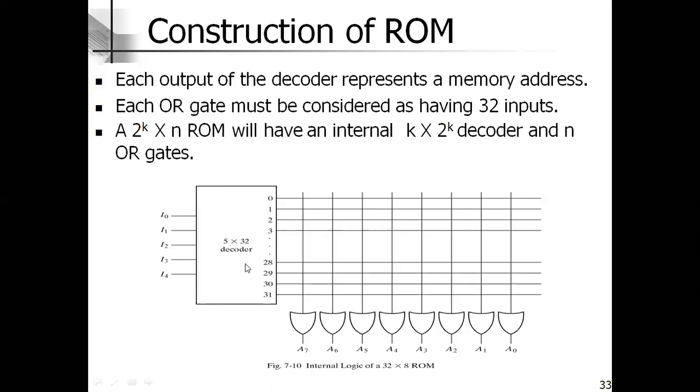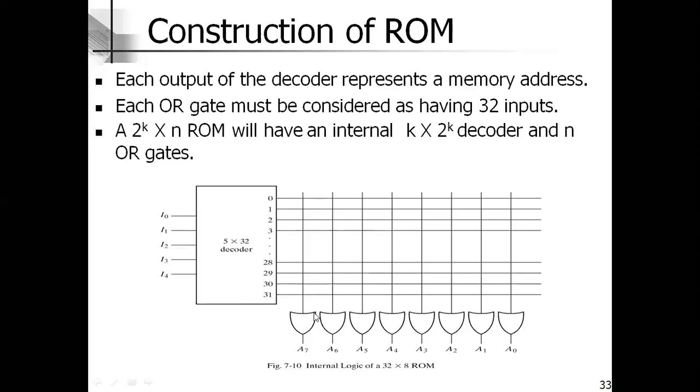What is that decoder? 2 power 5, that is, the k value is 5. So it is a 5 by 2 power k decoder. 2 power 5 is 32, so a 5 by 32 decoder is there and n OR gates. The value of n is 8 here, so 8 OR gates are required. So to construct a ROM, in general a 2 power k by n ROM will have an internal k by 2 power k decoder and n OR gates.